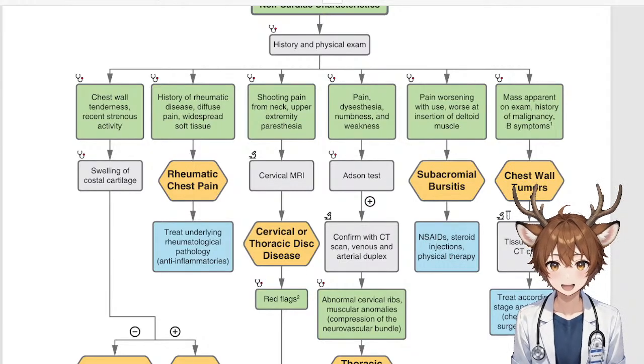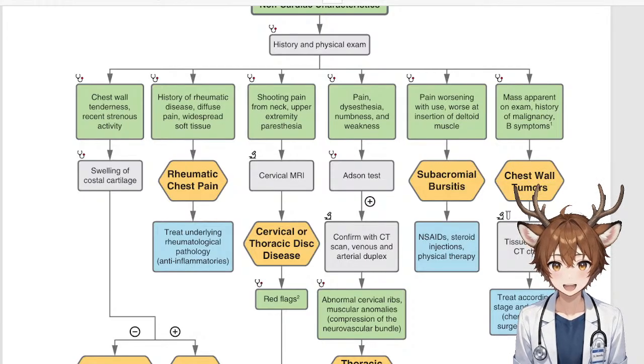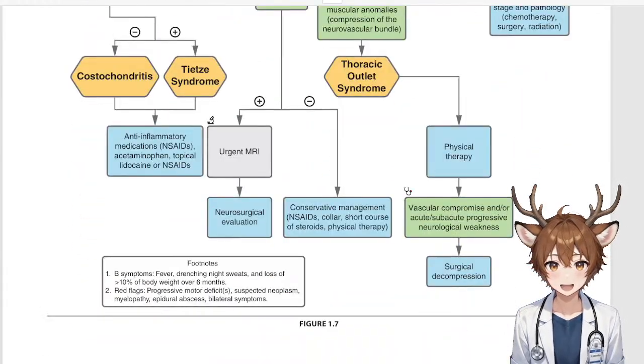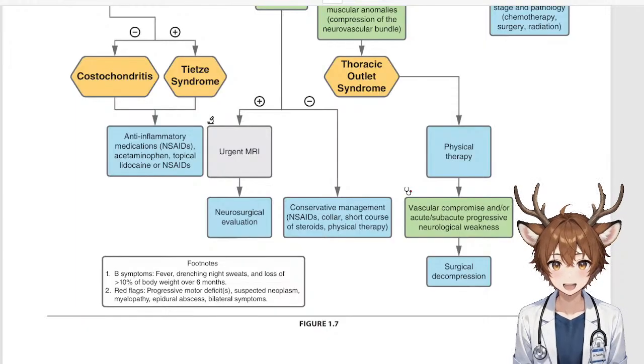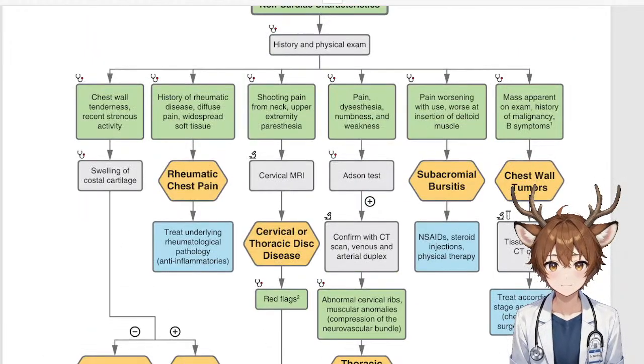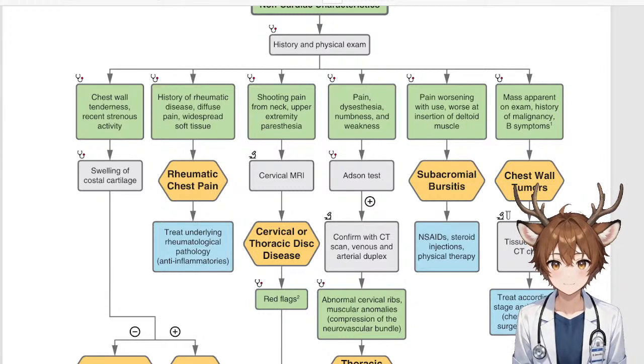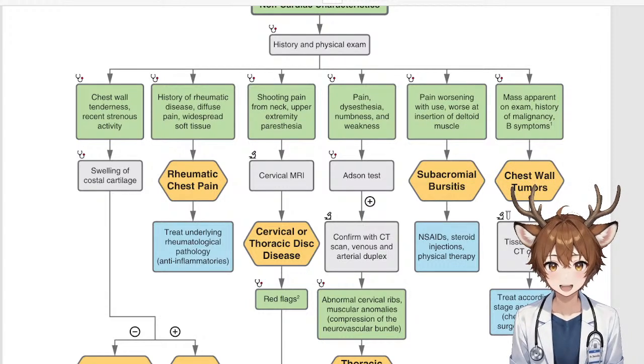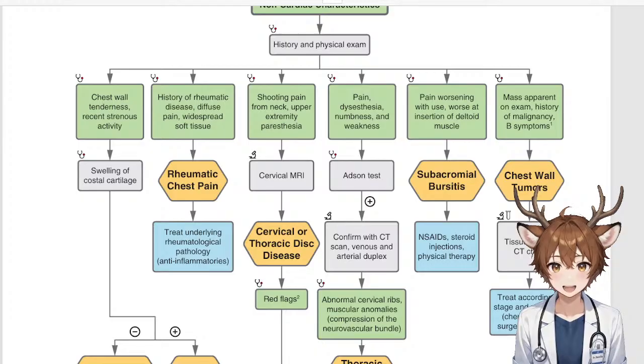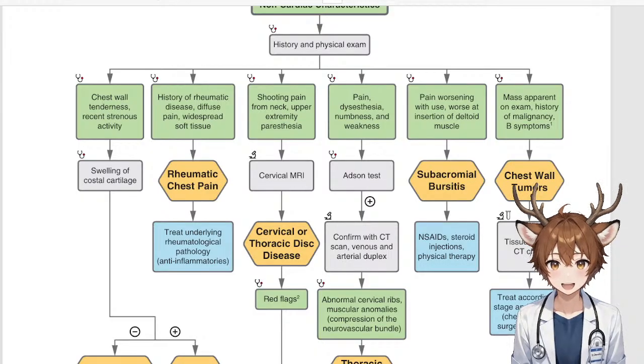What about this? Mass apparent on exam, history of malignancy, B symptoms. Again, B symptoms, we were talking about that just before. B symptoms are fever, drenching night sweats, and loss of greater than 10% of body weight in the last 6 months. In that case, we're thinking chest wall tumors, right? Tissue biopsy, CT of the chest. Treat according to stages of pathology: chemotherapy, surgery, radiation.